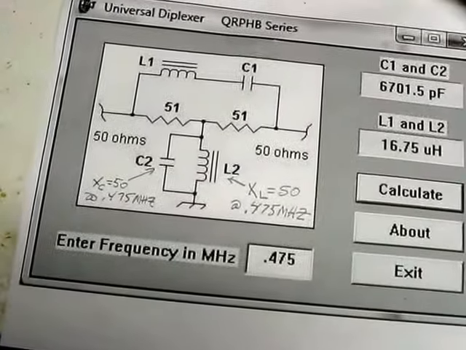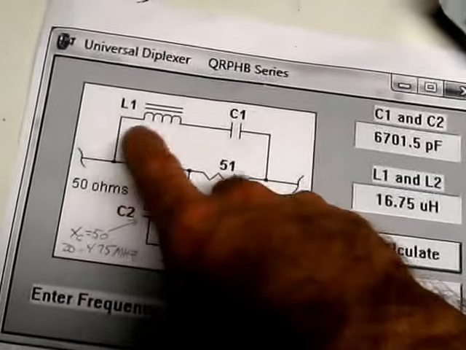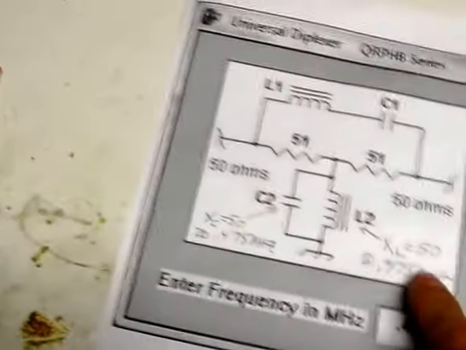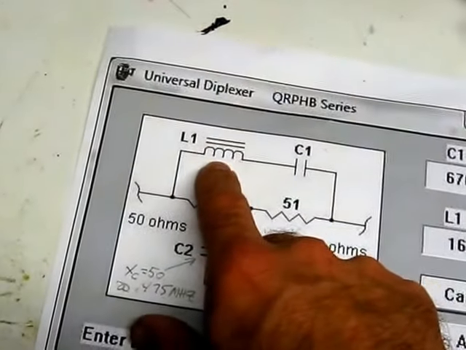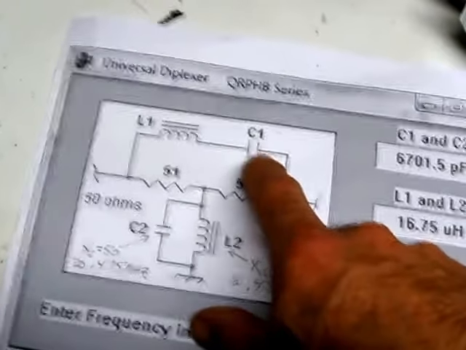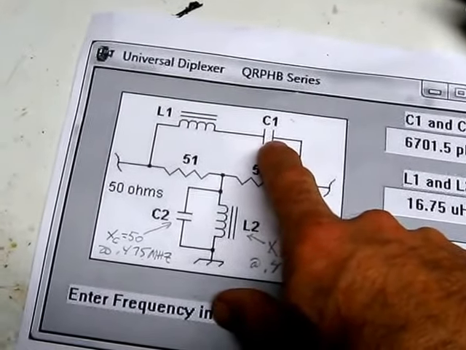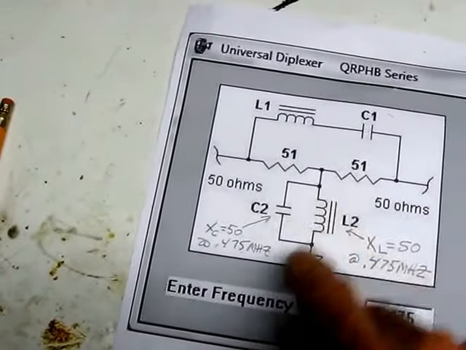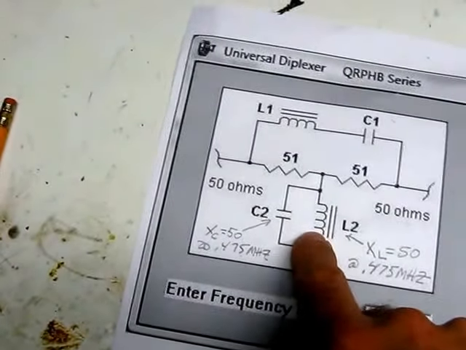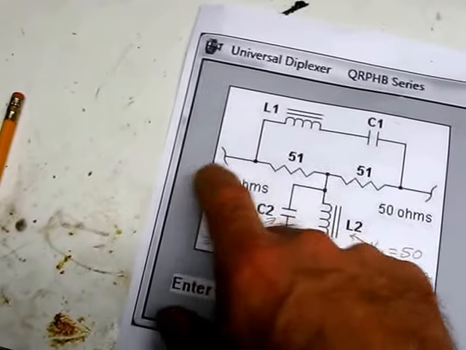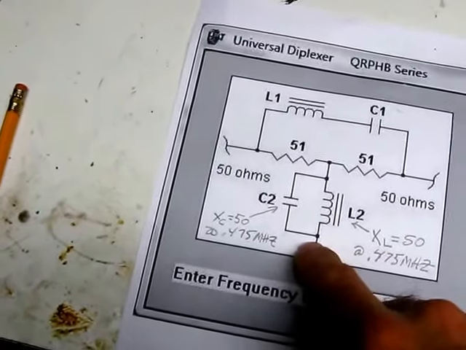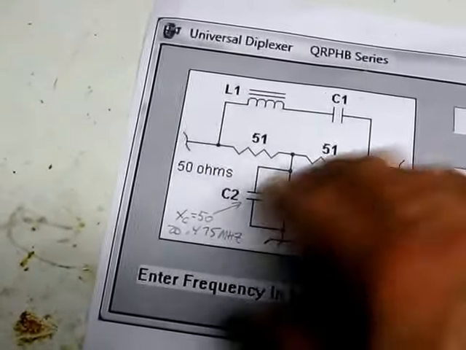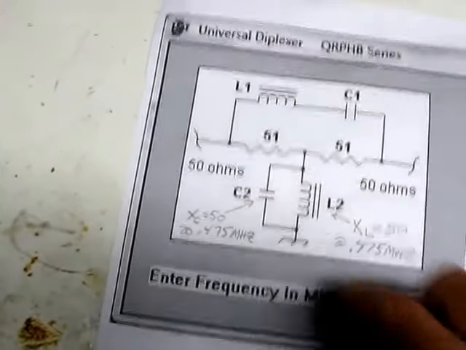This is simply a series resonant shunt that cancels out at 475 kilohertz. So this inductor is 50 ohms of reactance and this capacitor is 50 ohms of capacitive reactance at 475 kilohertz, and the same with these two. What happens with the trap here is that it doesn't let the 475 kilohertz energy down through the trap, but all other frequencies do go that way through whatever reactance is presented to them here.